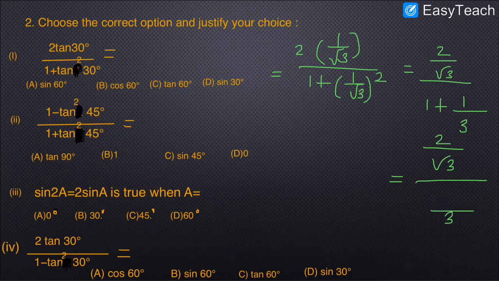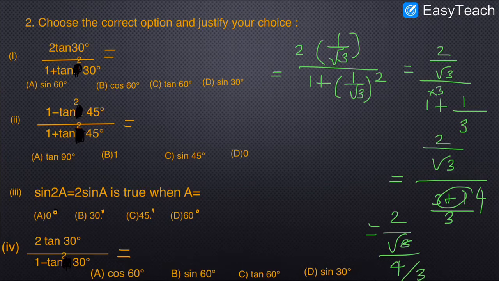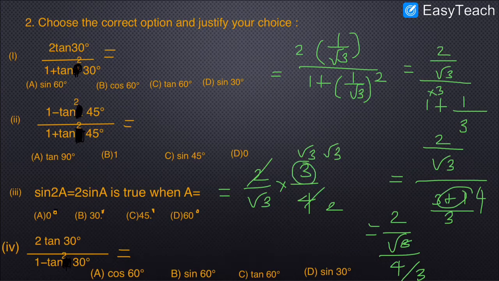So 2 by root 3 divide by, so look at the denominator. So 3 is the common. So I multiply by 3 here. So 3 plus 1, it's 4. So here 4. So 2 by root 3 divide by 4 by 3. So in the next step it will go as 3 by 4, right? So we can cancel. 1 2s are 2, 2 2s are 4. So here we can split the 3 as root 3 into root 3. So 1 root 3 will cancel out. So remaining is root 3 by 2.